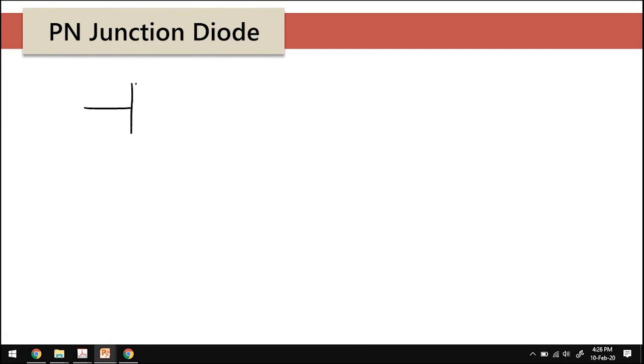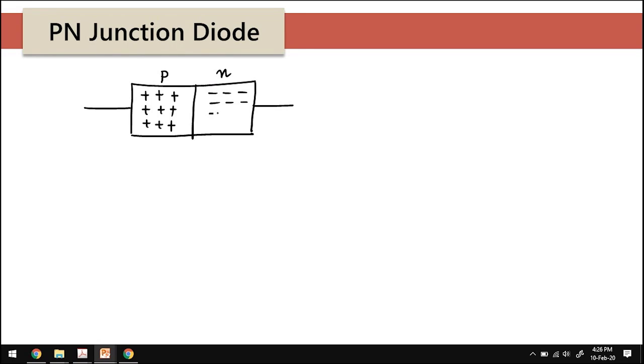So in a PN junction diode, you have two materials, P-type and N-type, which are fused together. P-type material is abundant in holes which are positively charged. N-type material is abundant in electrons. In both of these materials, there would also be some thermally generated minority carriers, which are of the opposite polarity.